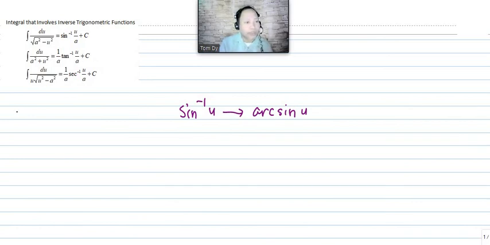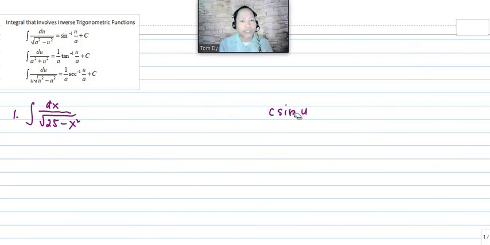Okay, so we have our example for this particular formula. Example number 1. This is how to apply this formula. We have the integral of dx over the square root of 25 minus x squared. Okay, so let me erase this one. If you have noticed, this problem is similar to this formula.